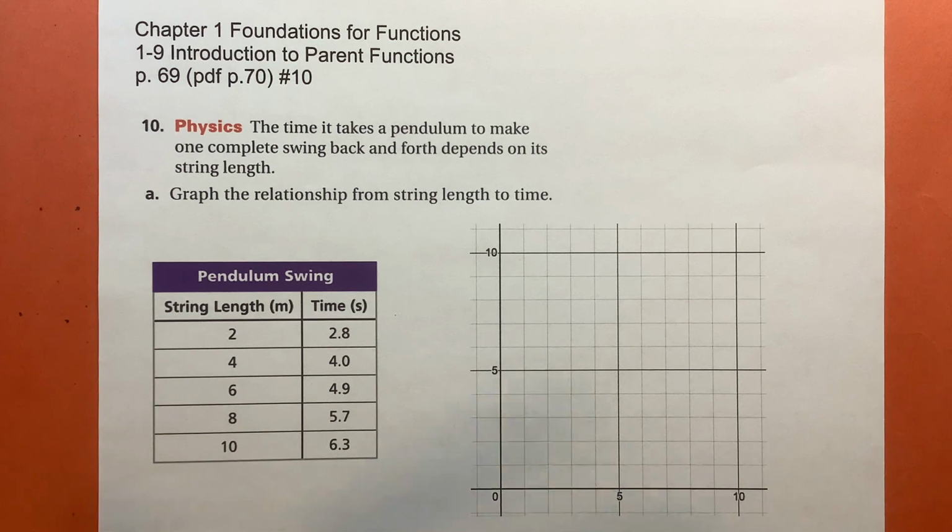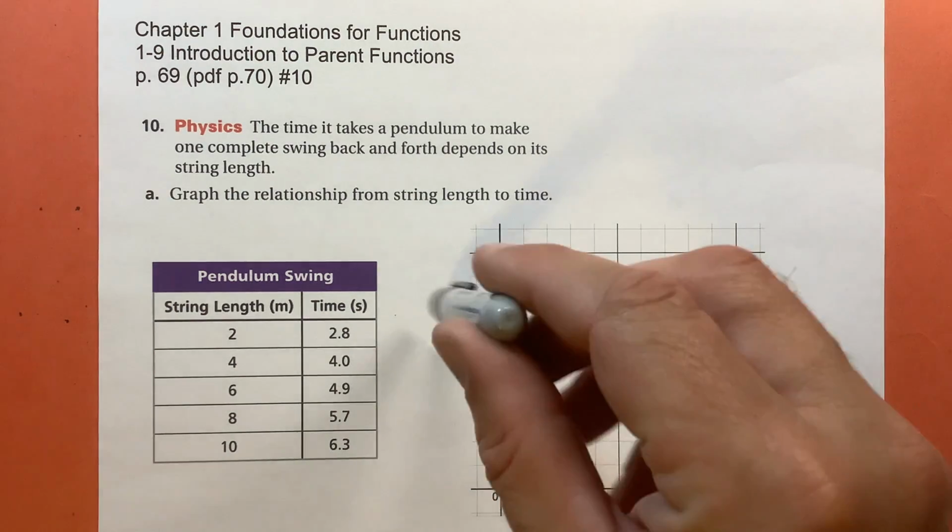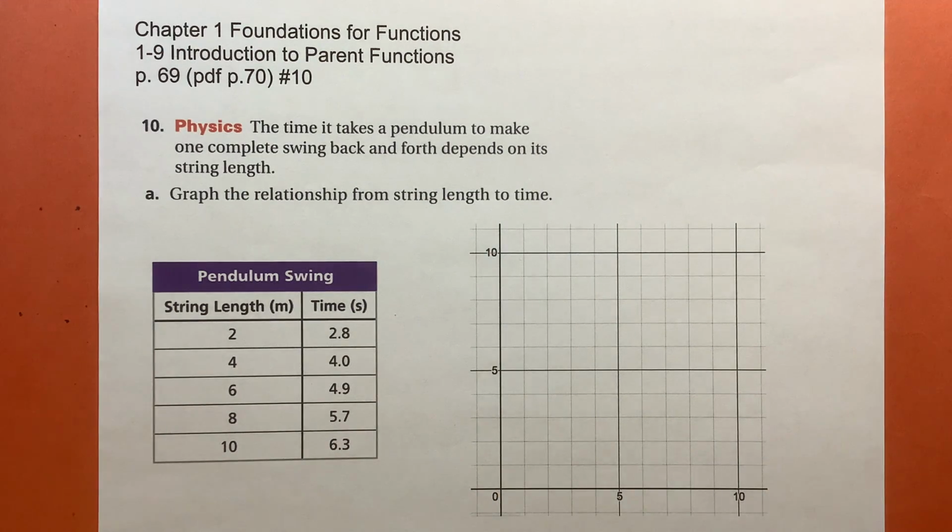I'm recording vertically. So if I did a pendulum, you wouldn't be able to see it. It would do like that, okay? So, but you'll just have to take my word for it, okay? The time it takes a pendulum to make one complete swing back and forth depends on the length of the string. These are things that are kind of important in physics.